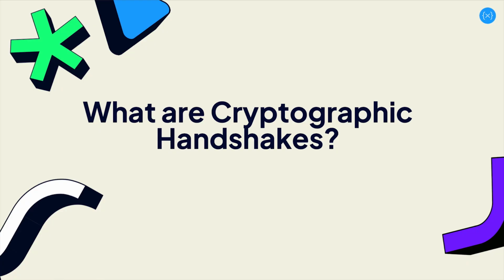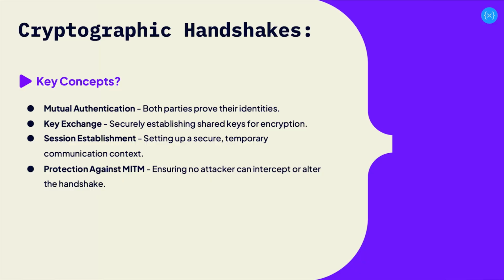And then finally, we have cryptographic handshakes. A cryptographic handshake is a process by which two parties establish a secure communication channel, often negotiating keys and verifying each other's identities. Why do we do this? Handshakes ensure that both parties agree on cryptographic parameters and the communication is protected from eavesdropping.